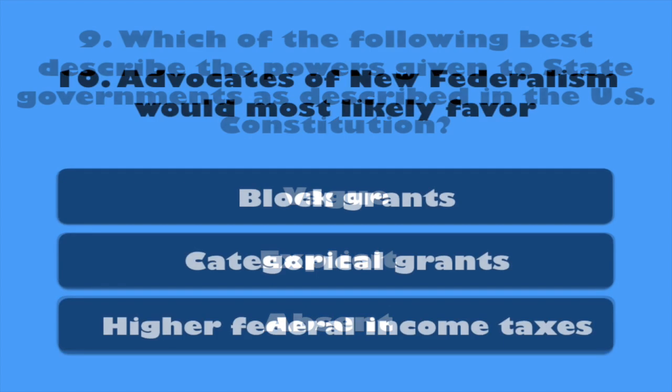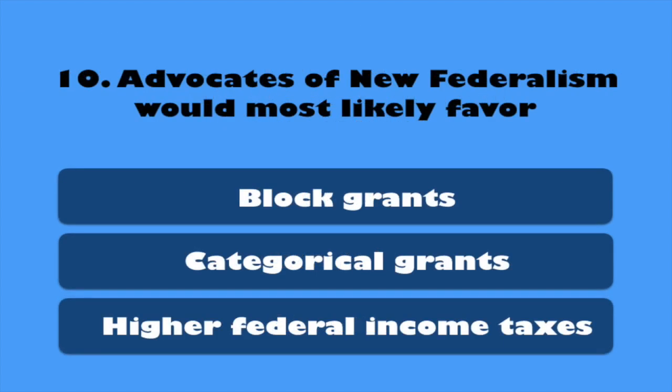On to number 10. How are you doing? Are you in it to win it? Let's get it done. Let's finish. Let's complete all 10 correctly. Number 10. Advocates of new federalism would most likely favor block grants, categorical grants, higher federal income taxes.